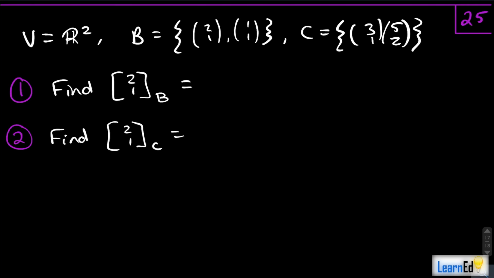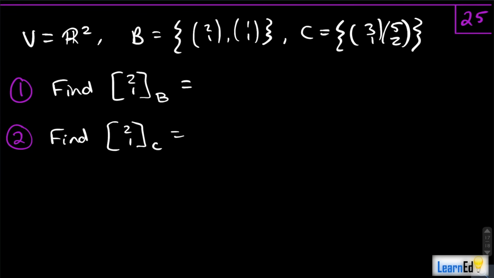We have a vector space that is in R2. Okay, vector space V is equal to R2. And we have two bases, B and C. B is defined by (2, 1) and (1, 1). And then we have C, which is defined as (3, 1) and (5, 2). I don't know why I called that a B.